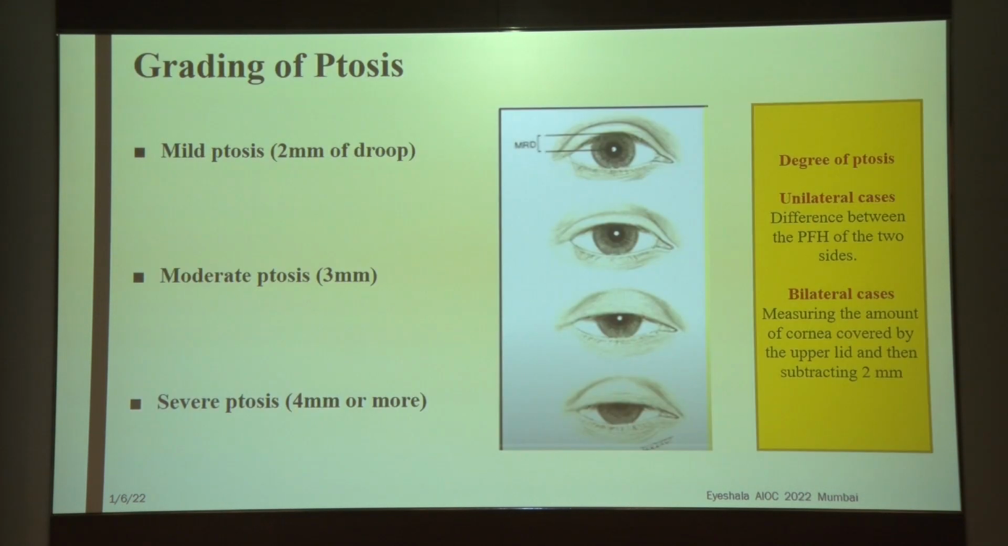Accordingly, if it is a unilateral ptosis case, the difference between the PFH of the two eyes will give you the amount of ptosis. But if it's a bilateral case, measure the amount of cornea covered by the upper lid and subtract 2 millimeters, that will give you the amount of ptosis, and we grade it mild, moderate, severe, depending upon whether it is a 2 millimeter, 3 millimeter, or 4 millimeter droop.